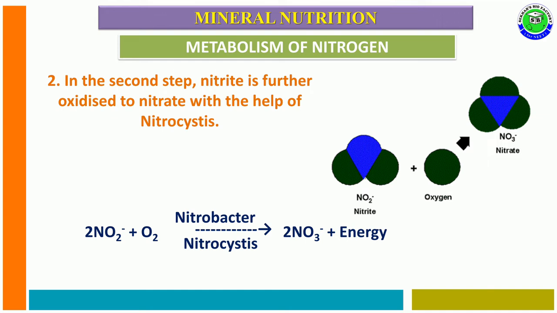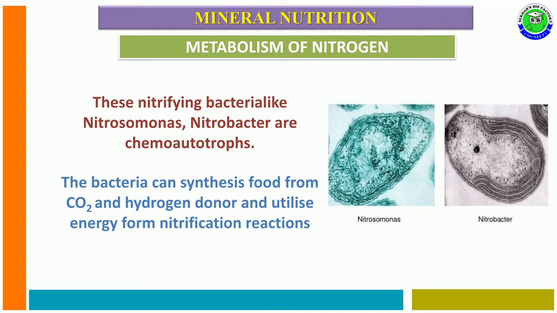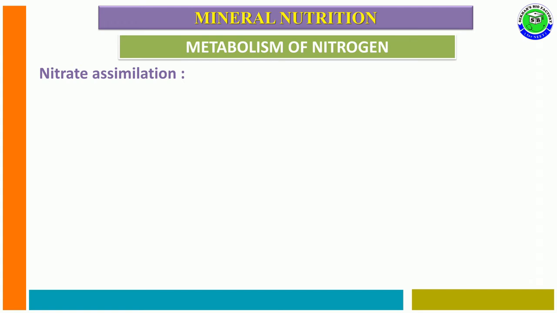In both these steps, energy is released. These nitrifying bacteria like Nitrosomonas and Nitrobacter are considered chemoautotrophs because they have the ability to synthesize their food from CO2 and a hydrogen donor, and they utilize energy from the nitrification reaction. So both Nitrosomonas and Nitrobacter are called chemoautotrophs. During this nitrification, nitrate assimilation takes place.